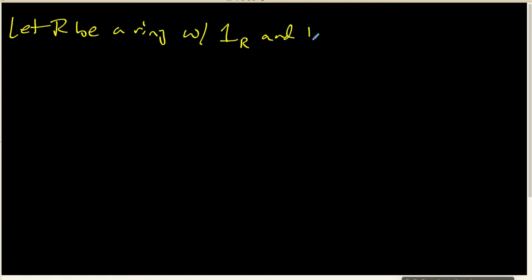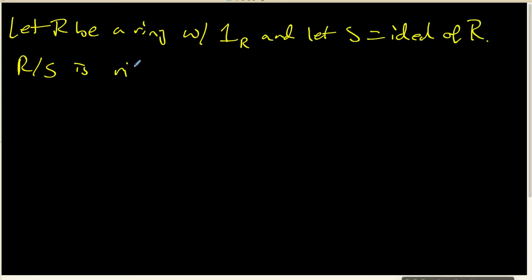In this video, we're going to investigate the following kind of situation. We're going to let R be a ring with identity. So R is a ring with a 1. And we're going to let S be any ideal of R. Now, what I do know is that R mod S is a ring.